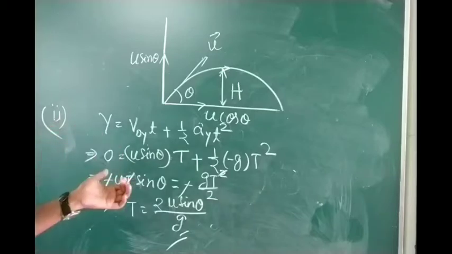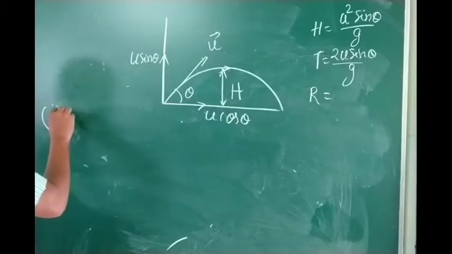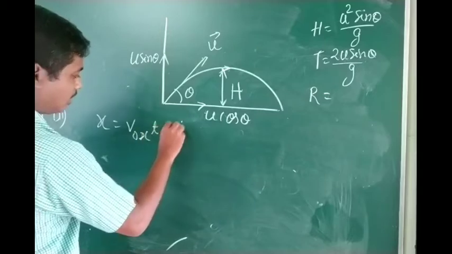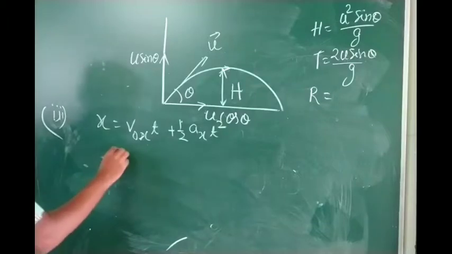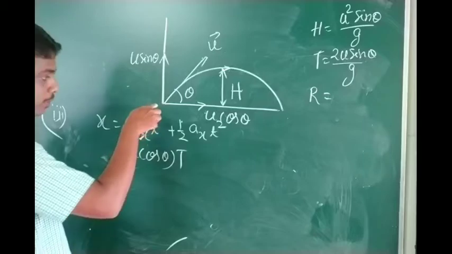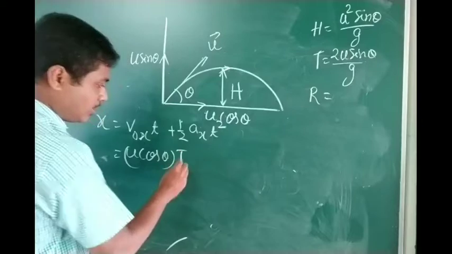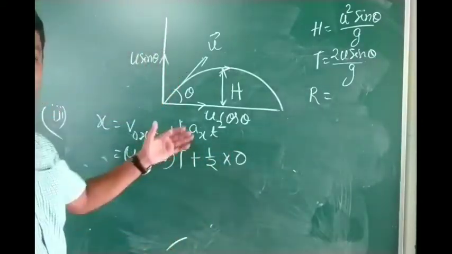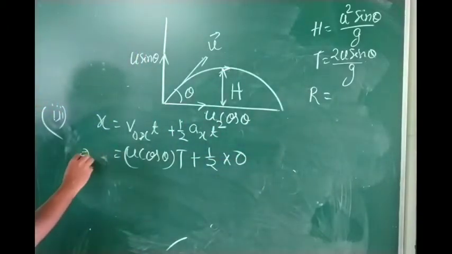Let us move to the third question. Pause it again, you write it. Now for the horizontal range, we have to use x equals v naught x t plus half a x t whole square. Now v naught x we have u cos theta into t, because horizontal range is from ground to ground. This is the maximum time taken. So this will be the time of flight plus half into this will be 0, because acceleration along the x direction is considered as 0. X, this will be equal to r.